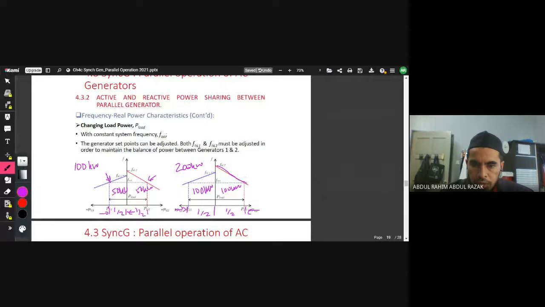So what we have to do is shift the overall roof here upward at the same rate. You can see that just now it was at this level, and now we have to shift upward, such that the space below the roof gives an equal area. So this one supplies 100 kilowatt, and this one also supplies 100 kilowatt. The whole roof has to be uplifted. So both F no load and F full load have to be adjusted to maintain the balance of the power sharing between the two generators.